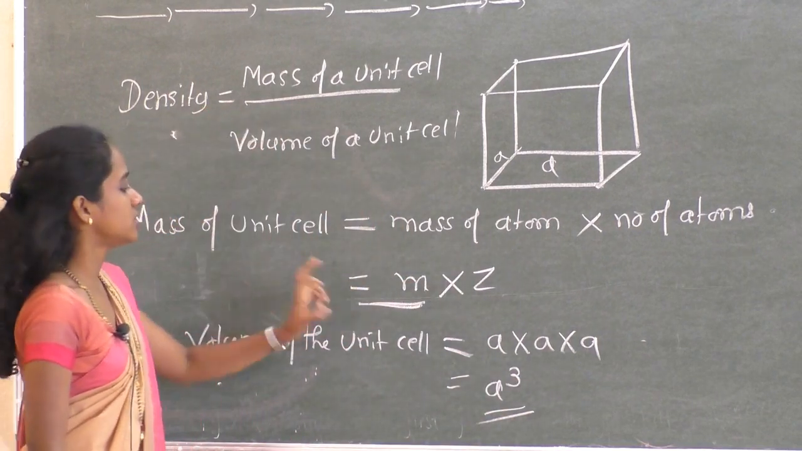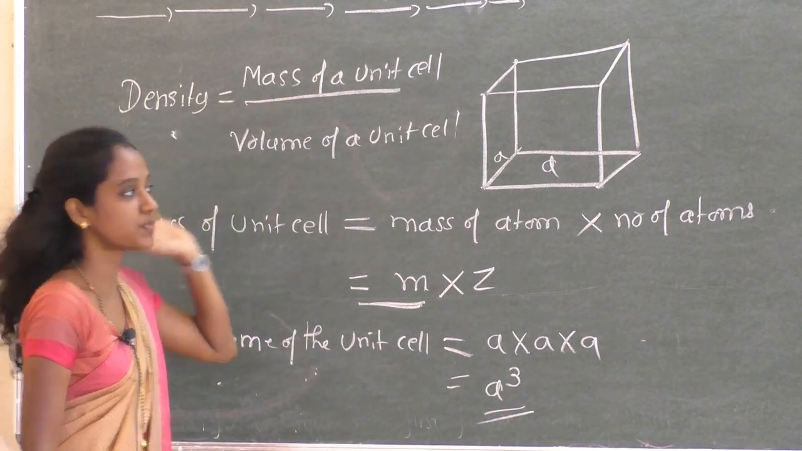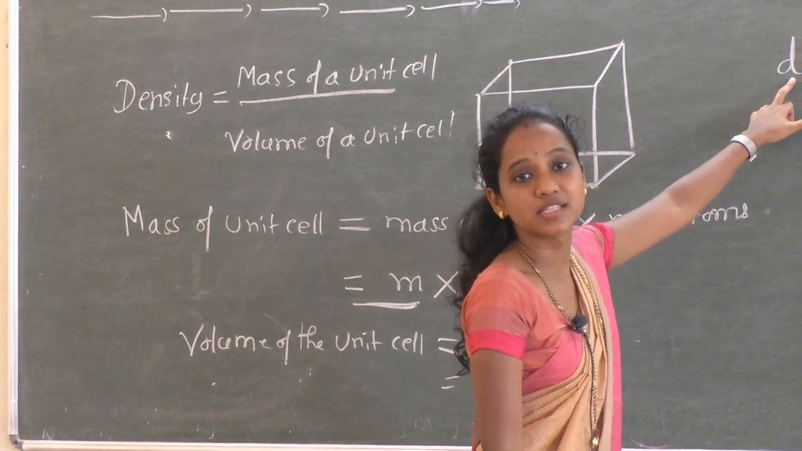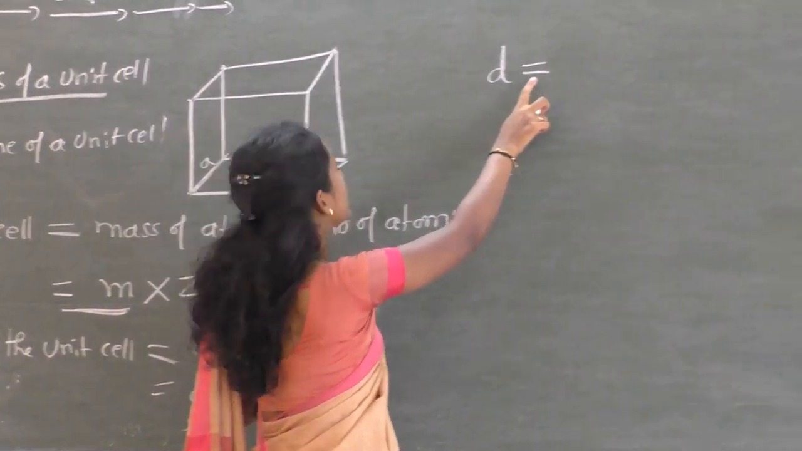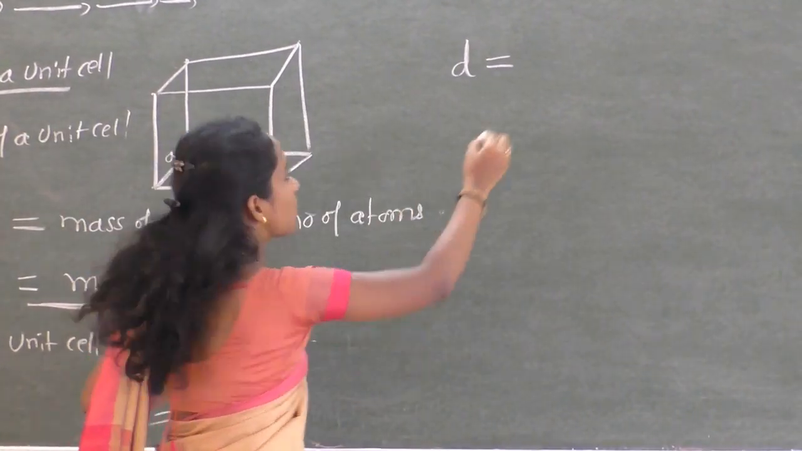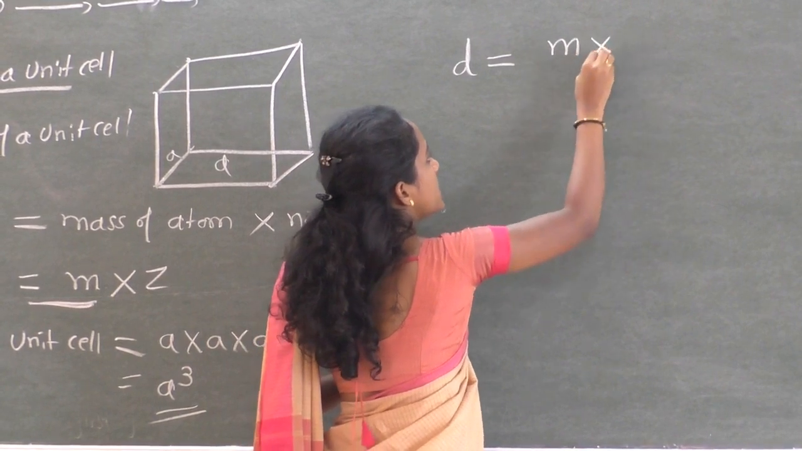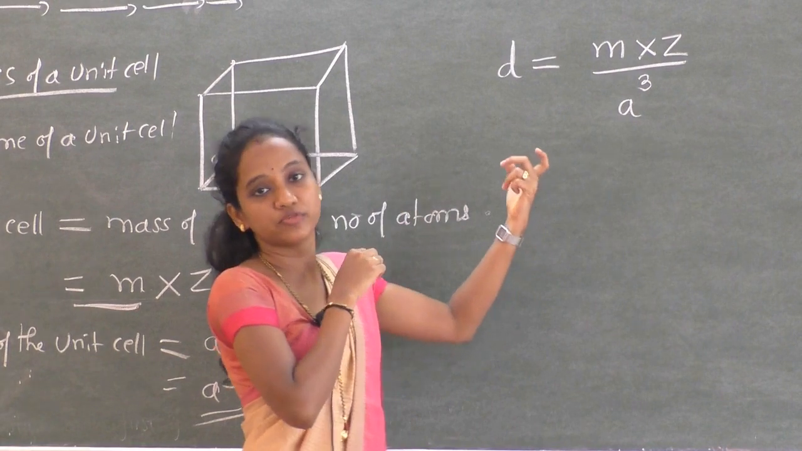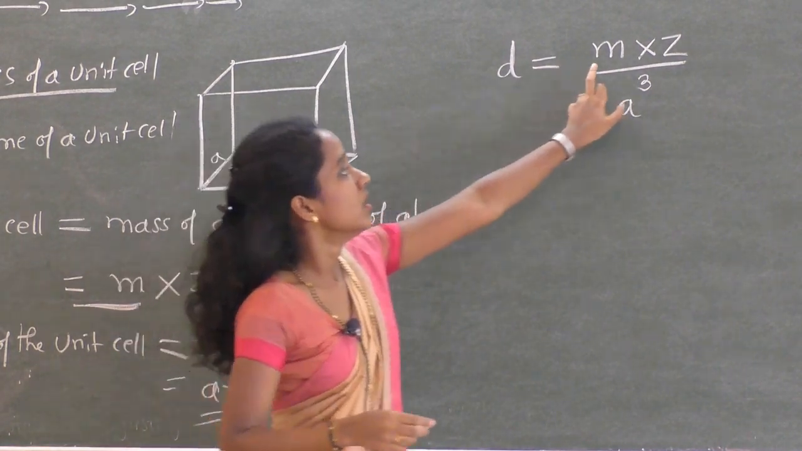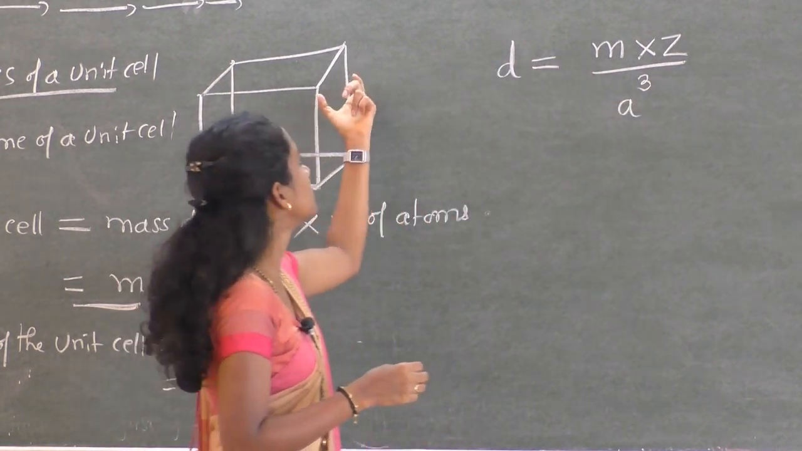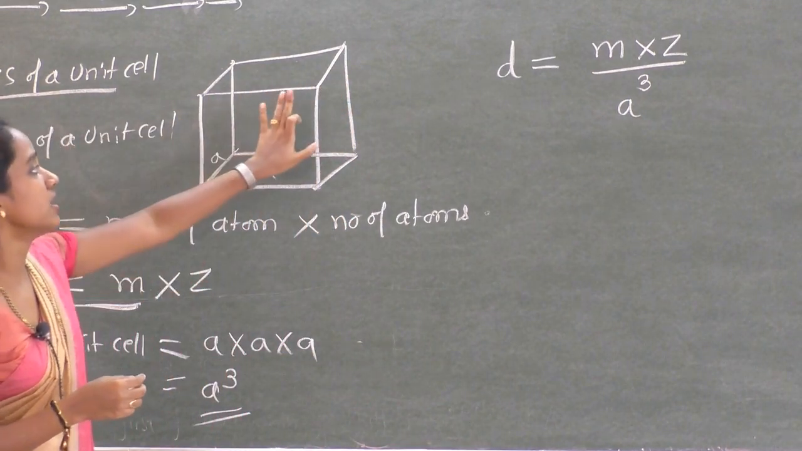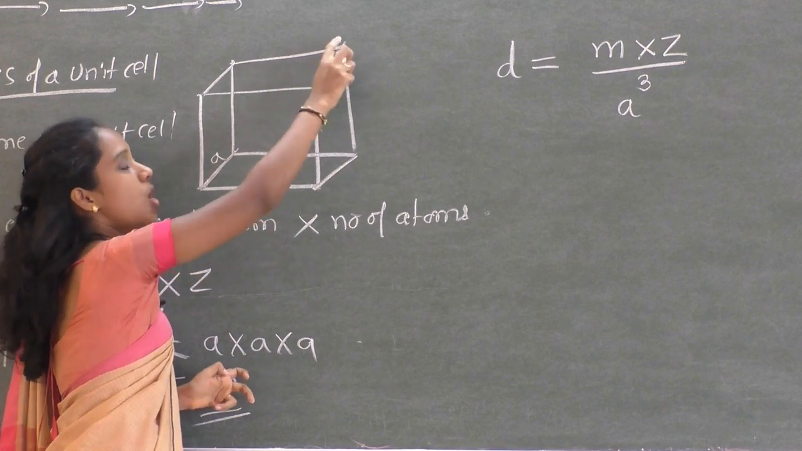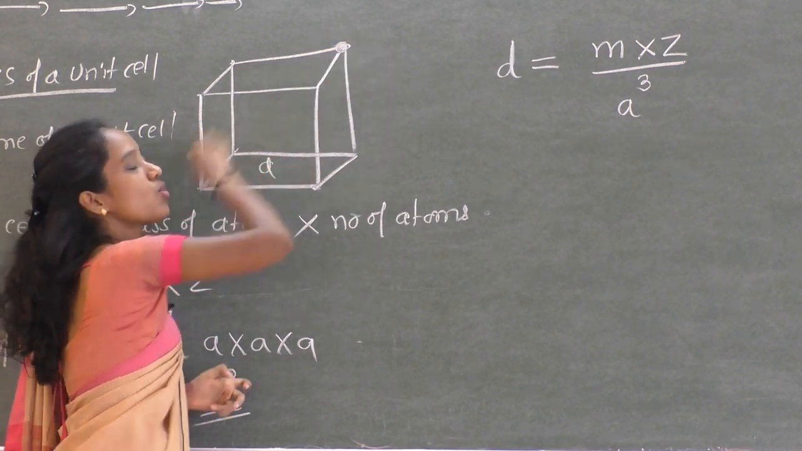Now let us substitute these terms in the above expression. We get density, which can be represented by the symbol small letter d. What is the mass of a unit cell? It is equal to m into z divided by a cube, which is the volume of the unit cell. Now, where m is the mass of an atom, if you consider in this particular unit cell that a sodium atom is present, see this is a sodium atom.